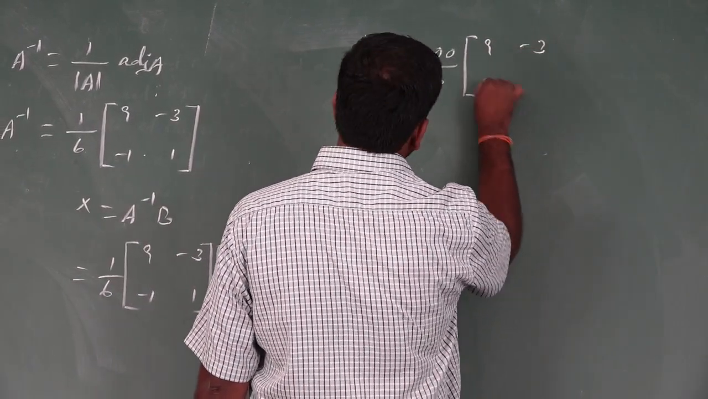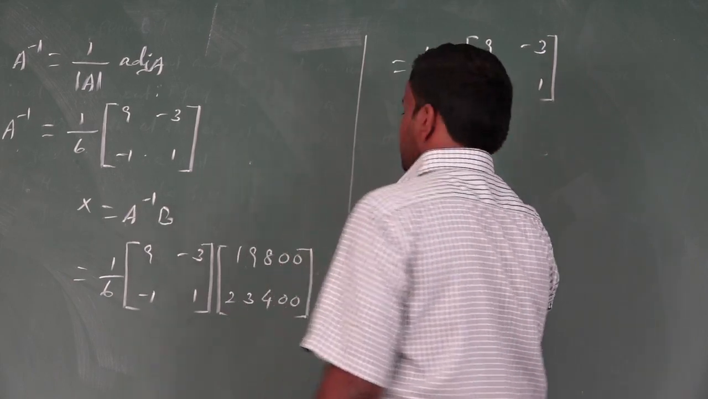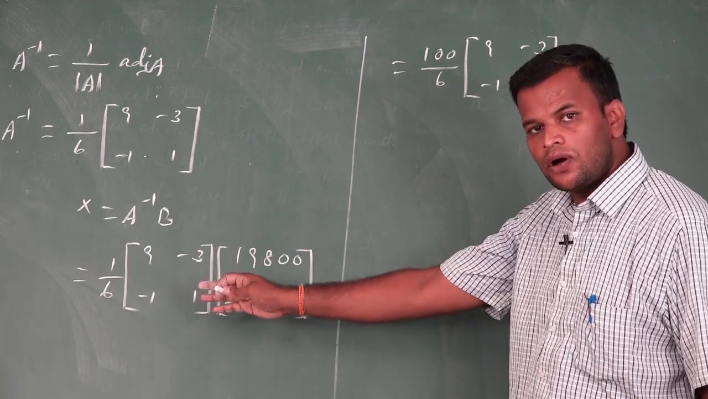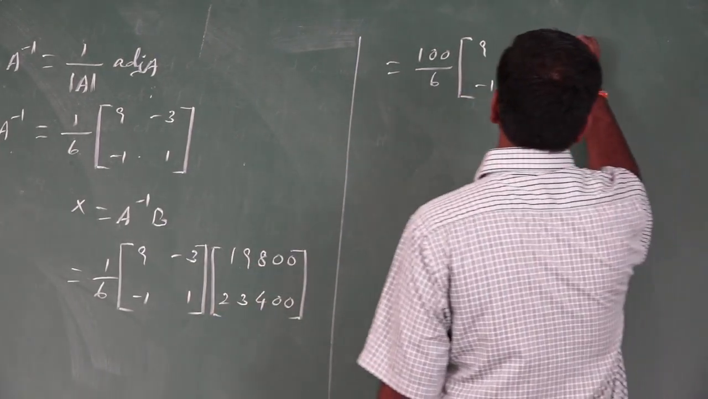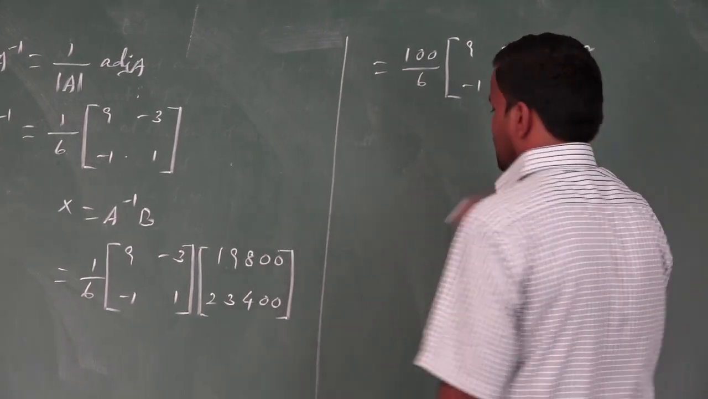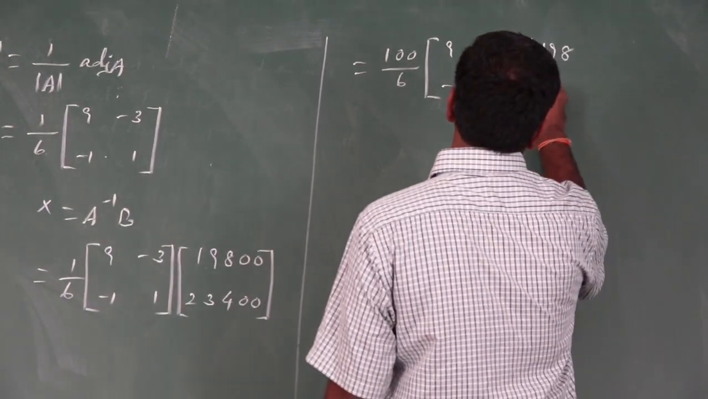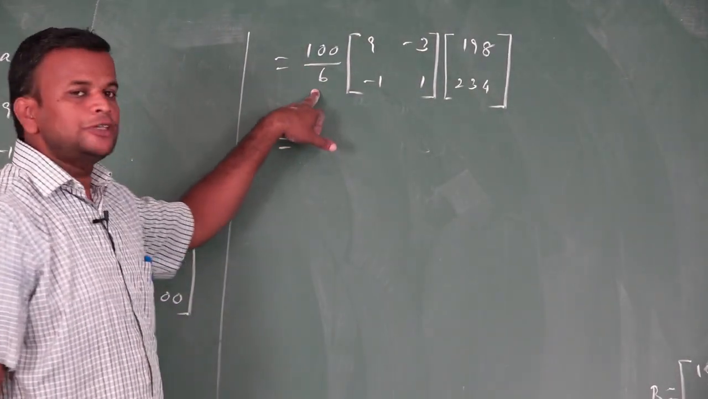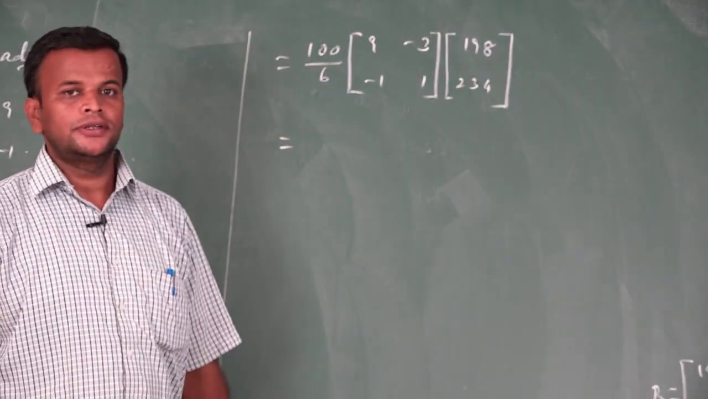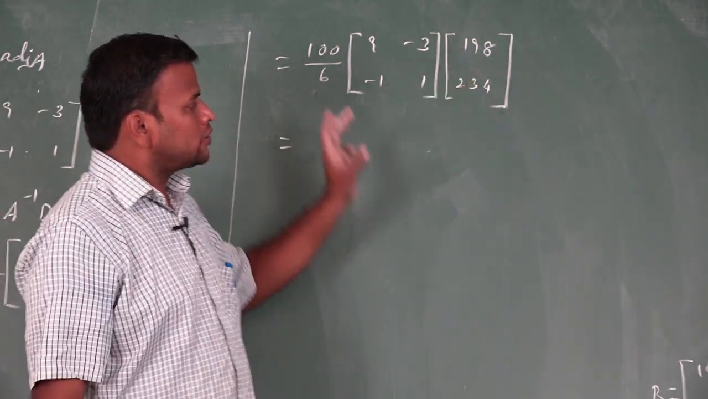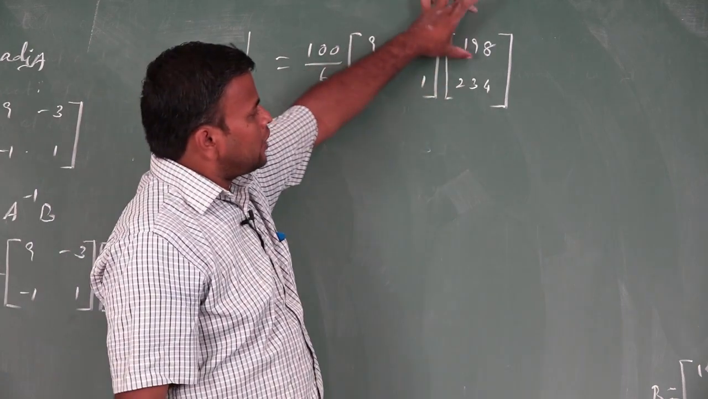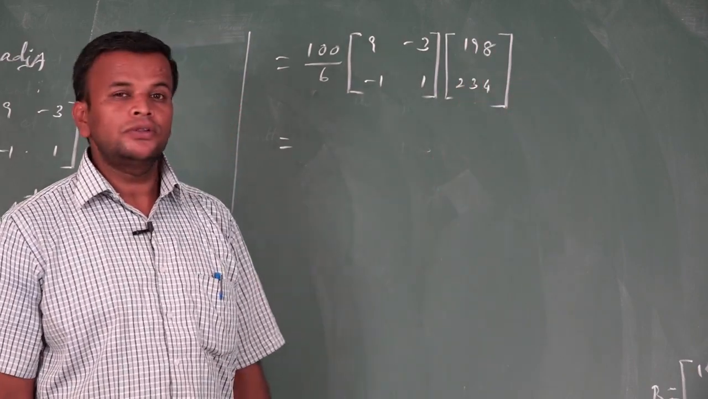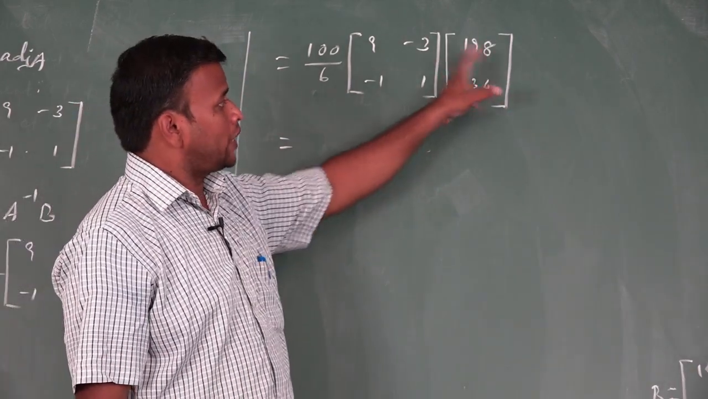9, minus 3, minus 1, 1. So I will take 100 outside in this equation. So 100 will go outside, and the remaining is 198 and this one is 234. Now 100 by 6 can be cancelled later. But you see in this matrix, these numbers are also big. You check whether any number is common in this second matrix. 198 and 234.